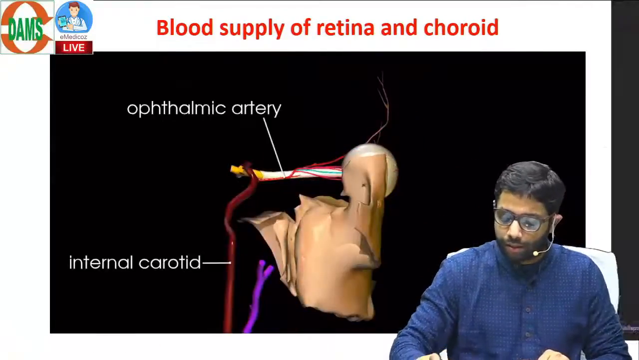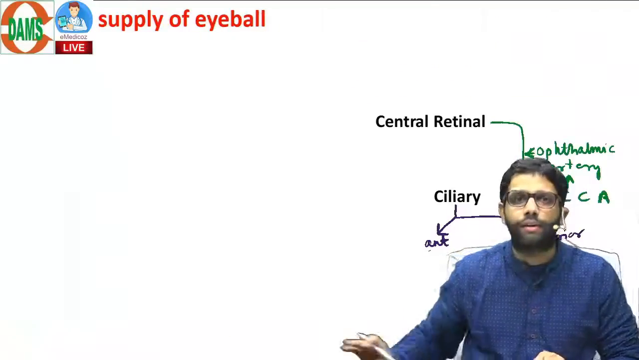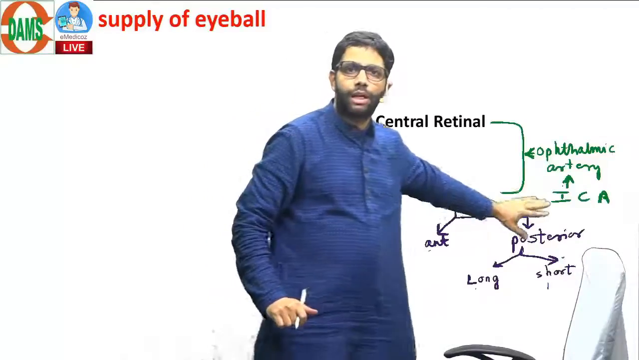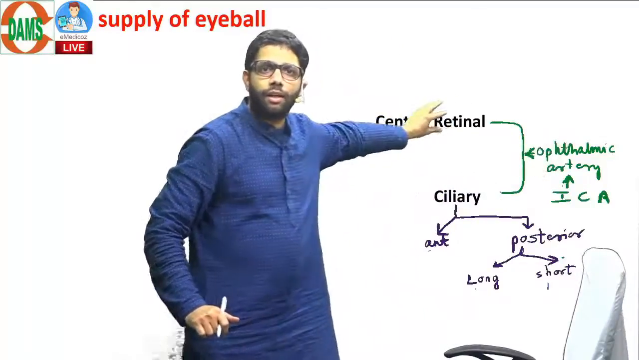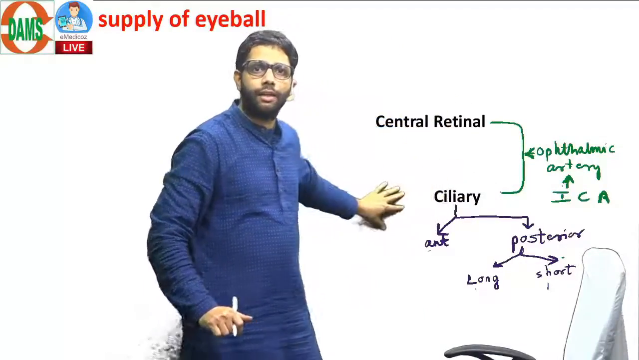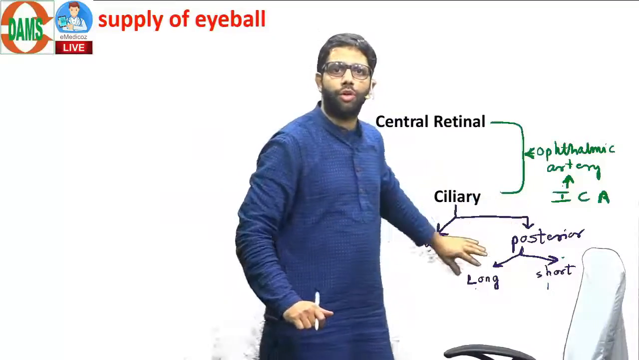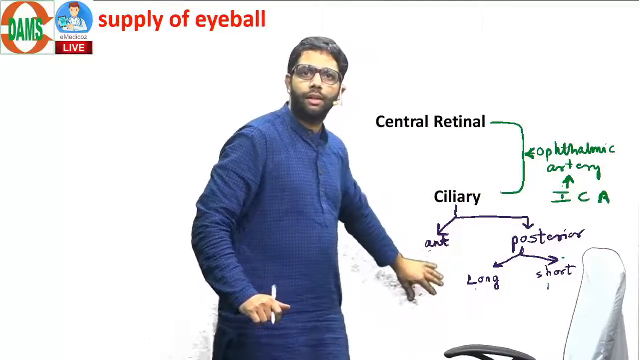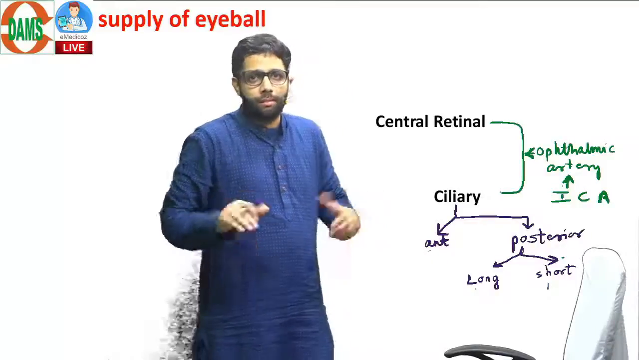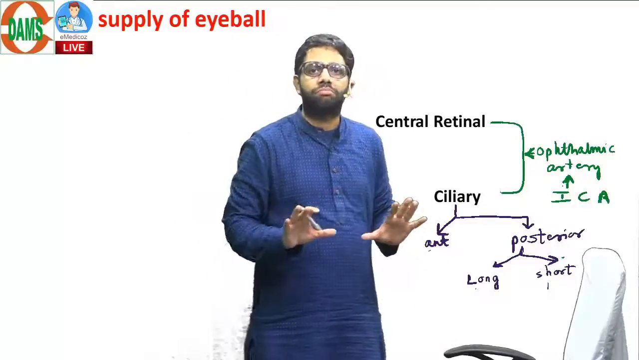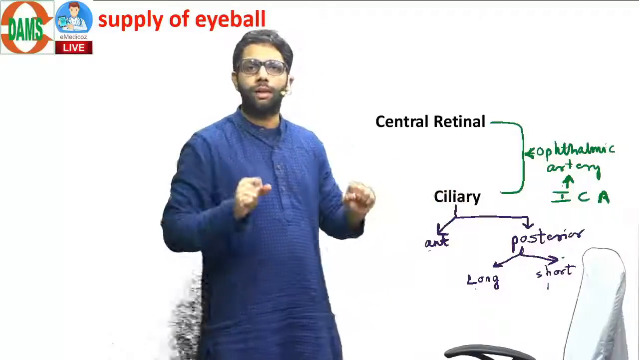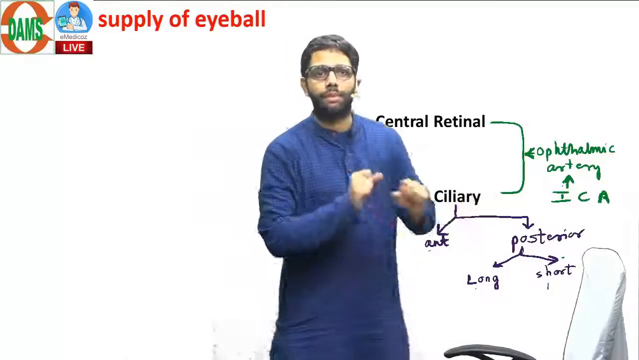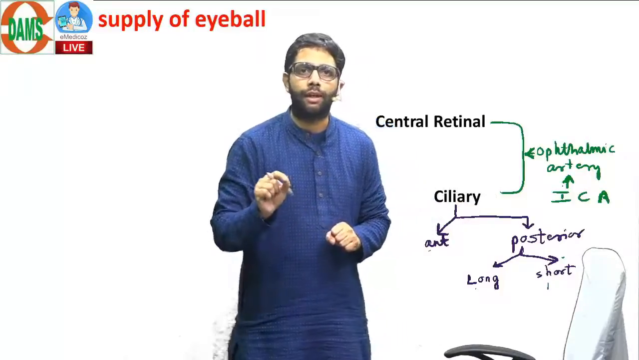In a simple manner, we can write it down like this. The ophthalmic artery is a branch of the ICA, then central retinal artery, ciliary artery. Ciliary can be anterior, can be posterior. Posterior can be short, can be long. Long anastomose with the anterior ciliary artery to form arterial circles. But this lecture is not about going into the details of the blood supply, just an orientation. So you should know a basic thing about the blood supply of the retina.